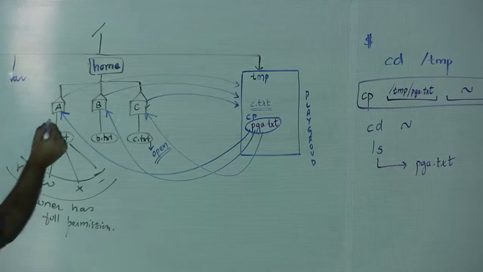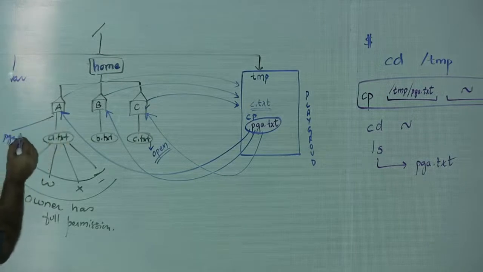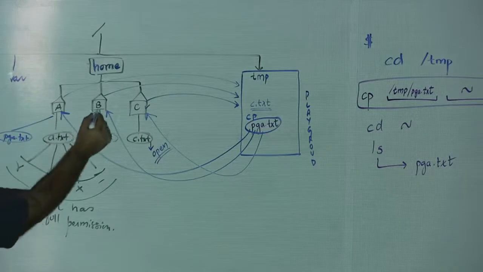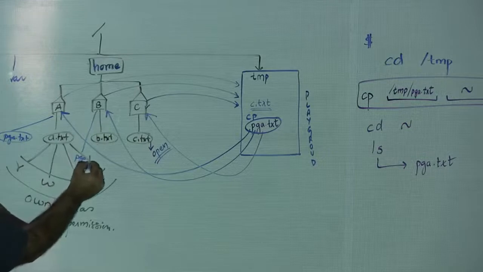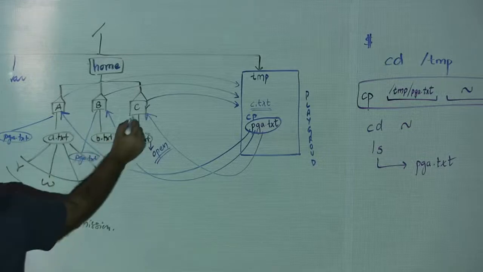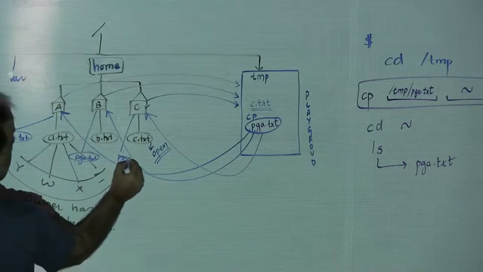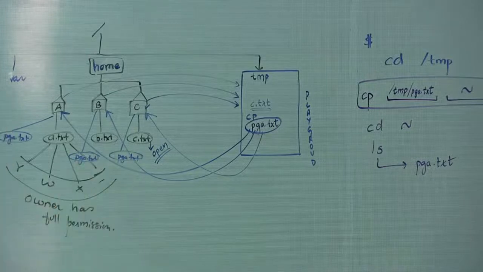So now this user has pga.txt in his home. This user has pga.txt in their home. And this user has the pga.txt in their home. Do you all see that? Yeah. Can we get info of this file, who created it or who's the owner? I'm going to show you all that.